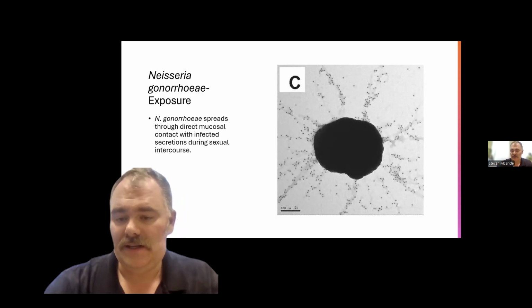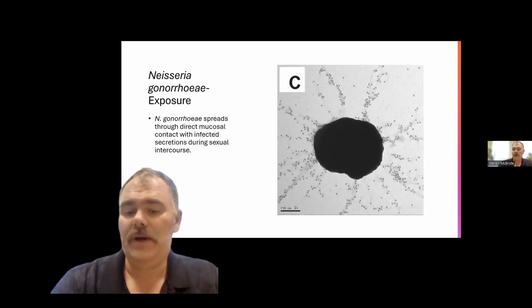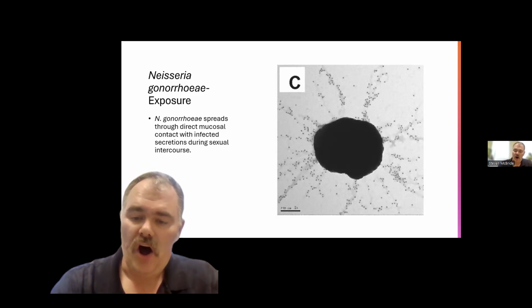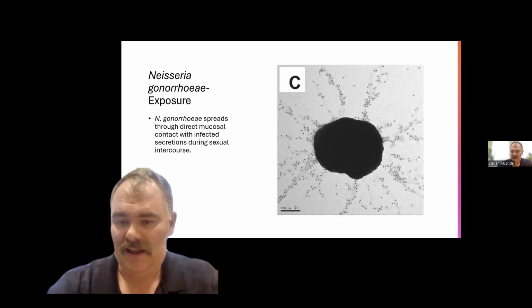Because of this route of transmission, infections are most commonly found in the urethra, cervix, rectum, pharynx, or conjunctiva, which is the eye. This illustrates an important concept in pathogenesis. The route by which a pathogen encounters the host often determines the tissues that become infected and the disease that develops.